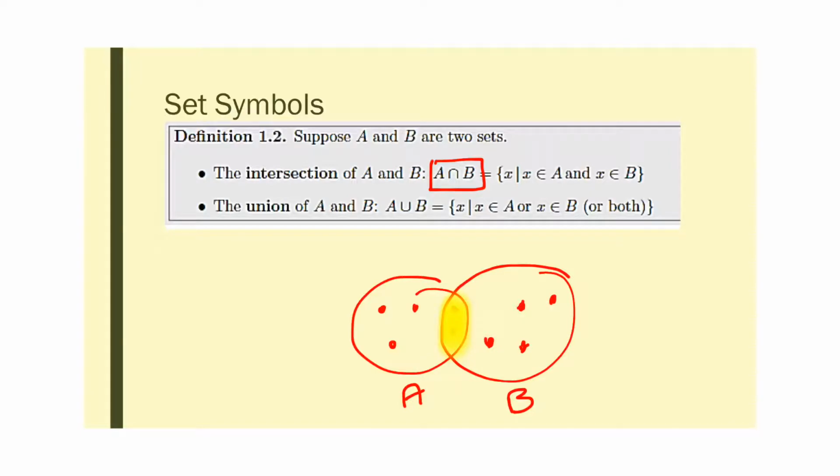So there's two elements that are in that overlapping region, and that's called the intersection of set A and set B.